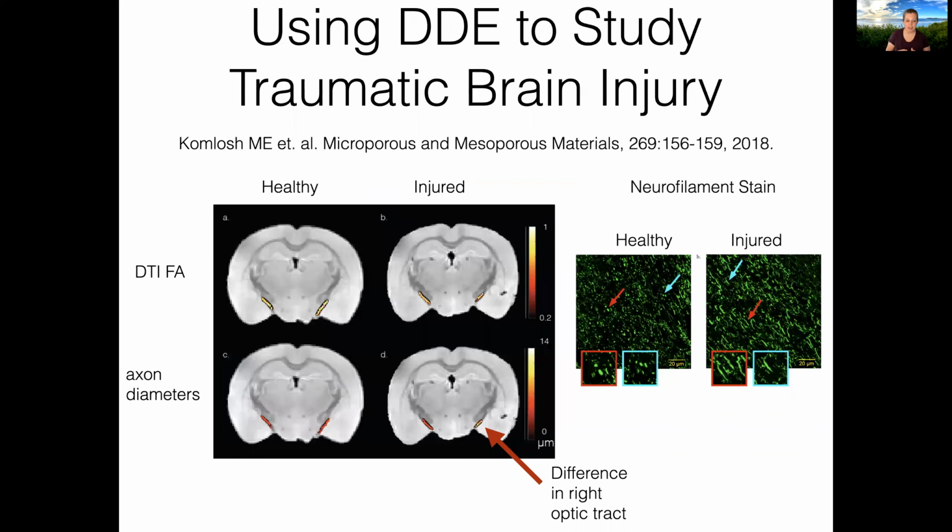This is an example looking at traumatic brain injury. So here they use double diffusion encoding to estimate the axon diameters within the optic tract. And they found a difference in the right optic tract of the injured rat brain. And then did a very nice comparison with a neurofilament stain, which also substantiated the change in microstructure in that region.